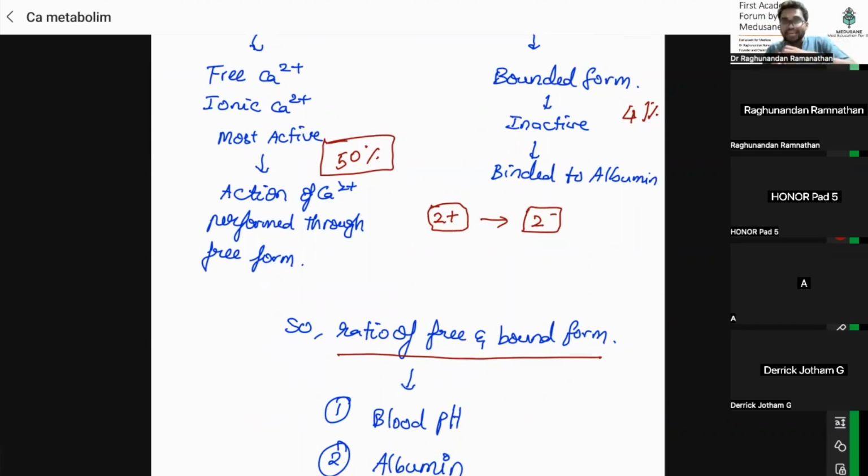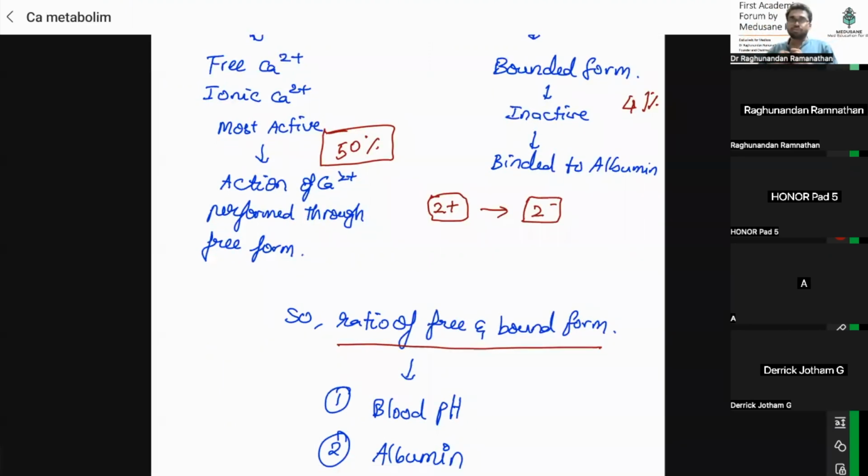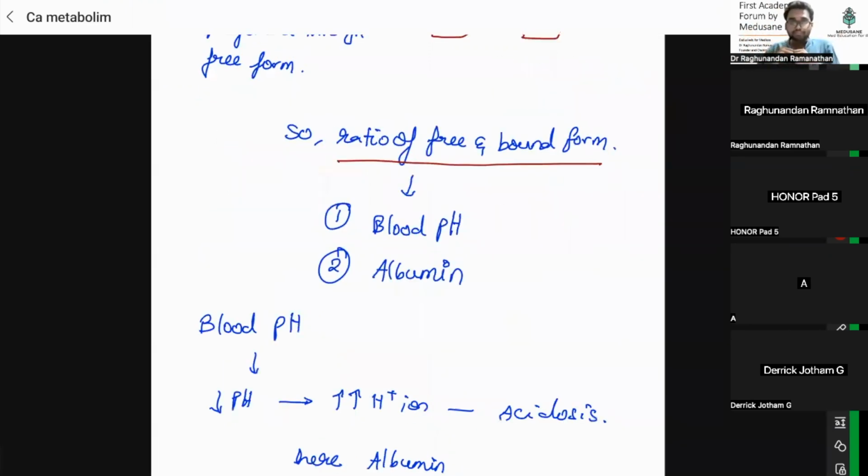So for making it a bound form, if albumin is not available, then what happens? Free ion will be more. When there is more albumin available, what happens? Your bound form will be more and your free form will be less. That is the first concept you have to know. Then what is the second concept you are going to understand? The second concept is you have this blood pH, isn't it?